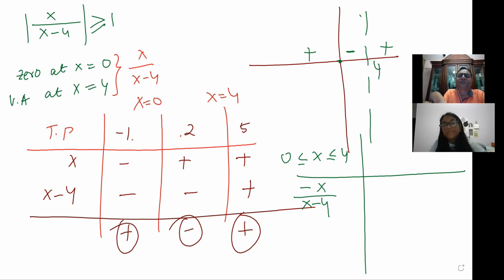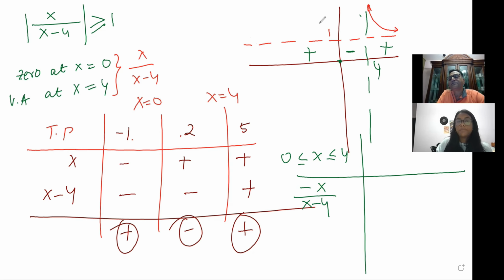So let's try to sketch this function. x over x minus 4 means we have a horizontal asymptote at 1, correct? Now, we know that it is positive on this side, so it is kind of like this. Is that okay now? This is at 1. We have seen that it is negative in this portion, so the graph has to be like this.